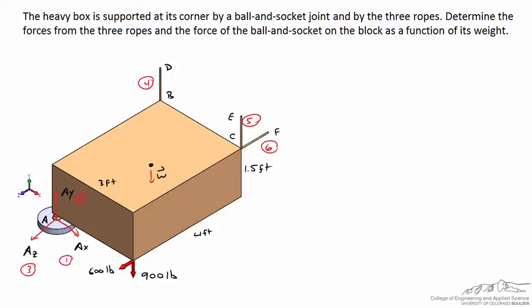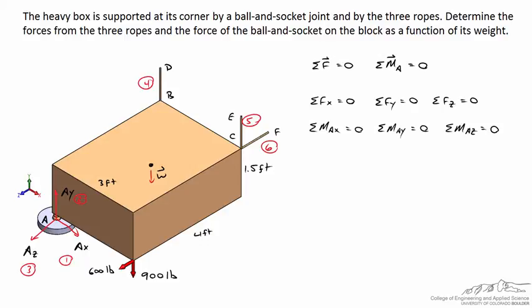For 3-dimensional problems, we can write a total of 6 equations. The first equation is the vector sum of F must be equal to 0, and the second equation is the sum of moments about any point must equal 0. For any point, in this problem, we'll choose point A just for convenience. If I wrote them out explicitly in scalar form, here are my 6 equations: the sum of forces in the x, y, and z, and the sum of moments in x, y, and z. So 6 equations and 6 unknowns, which suggests that we can actually solve the problem.